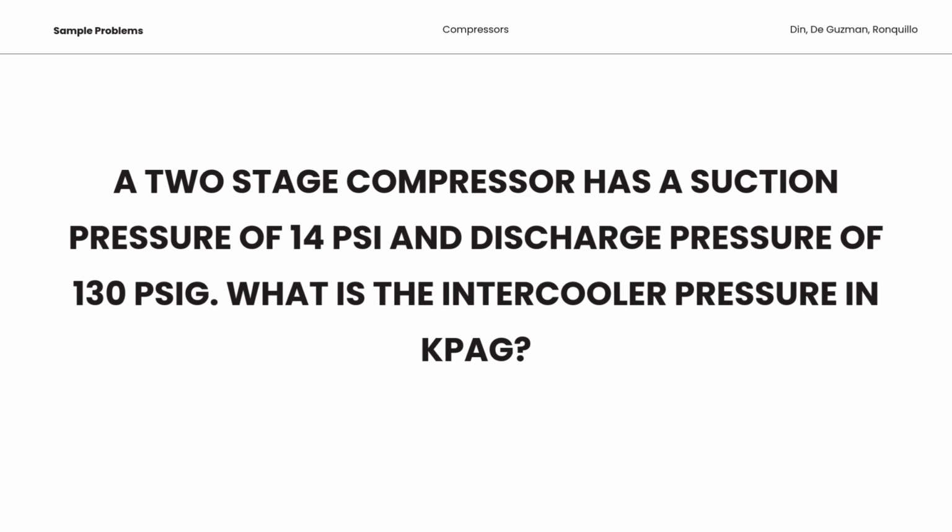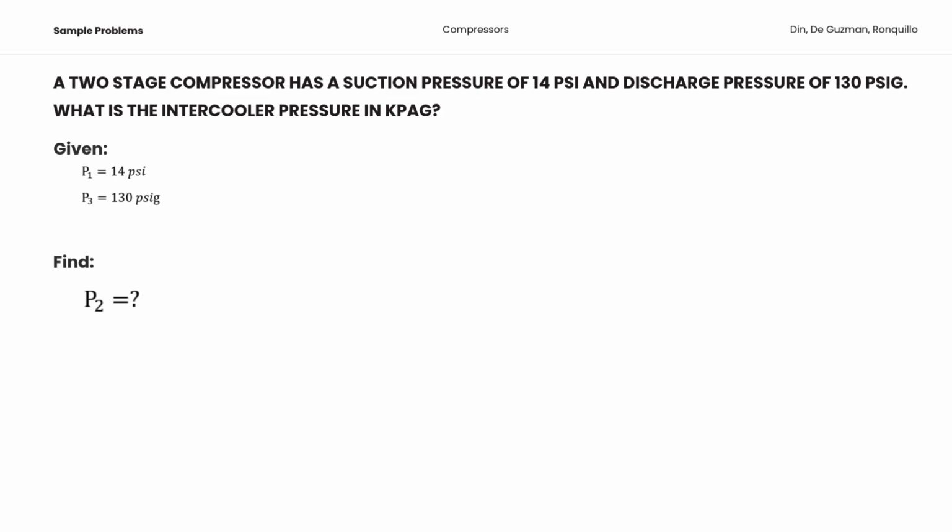For the first sample problem, a two-stage compressor has a suction pressure of 14 psi and discharge pressure of 130 gauge pressure in psi. What is the intercooler pressure in gauge pressure in kilopascal? So let's find the given. The first pressure is 14 psi, while the third pressure is 130 gauge pressure in psi, and we have to find the second pressure.